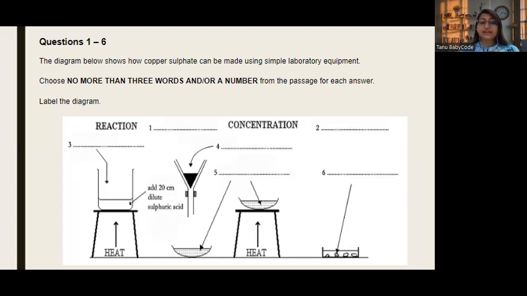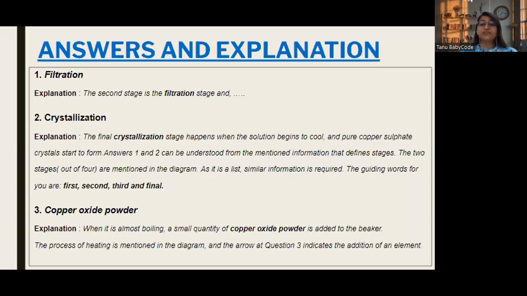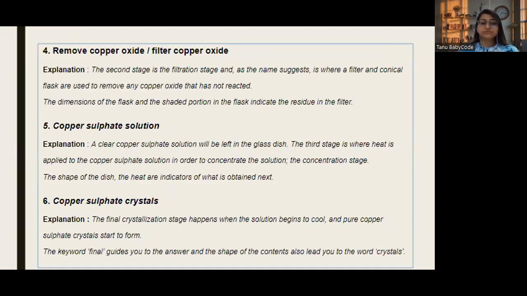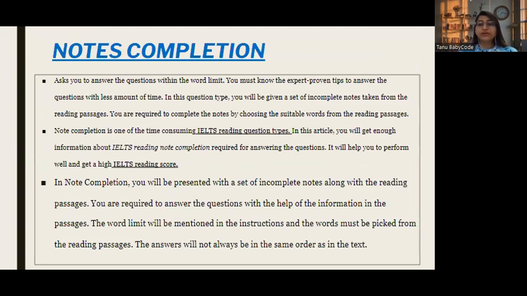So once you analyze your picture very carefully, then you can finalize your answer. Please look at the explanation also if you have any doubts further. These are the easiest form. You can do it if you analyze your picture very carefully.